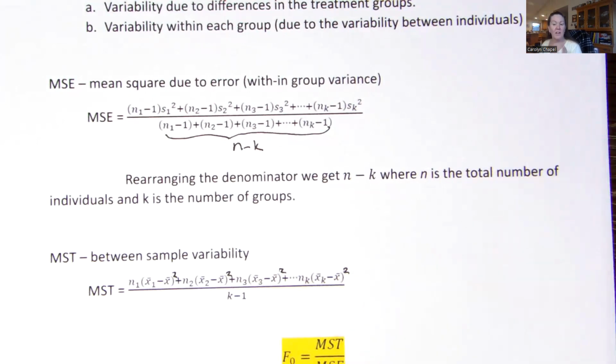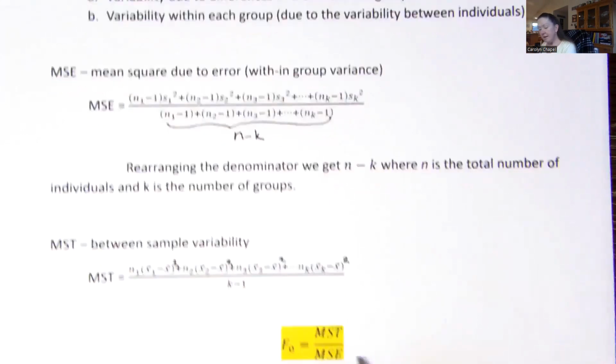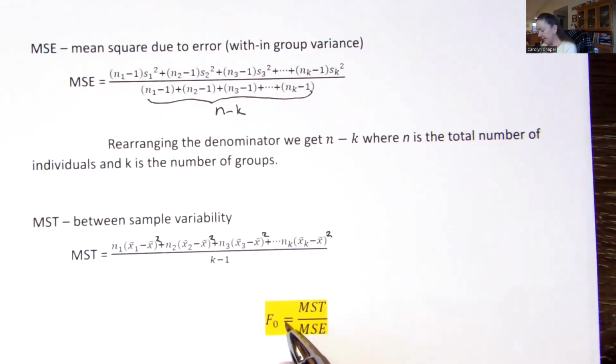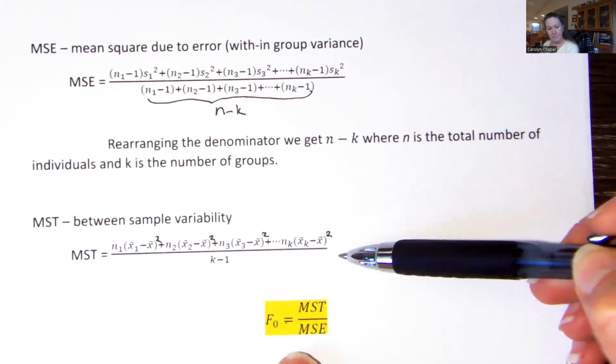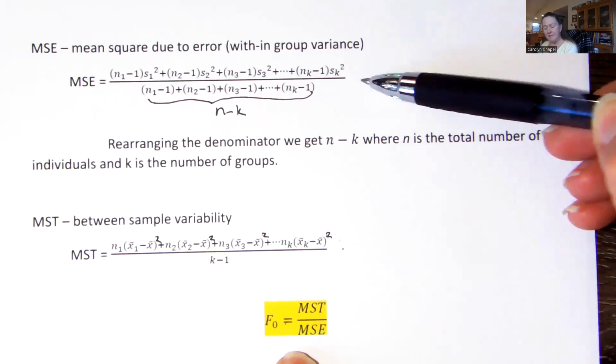So similar to calculating a variance, this is like a variance of all the pieces. And then we divide by K minus 1. And again, to calculate our test statistic, we're going to take this, the between samples, and divide by the within samples.